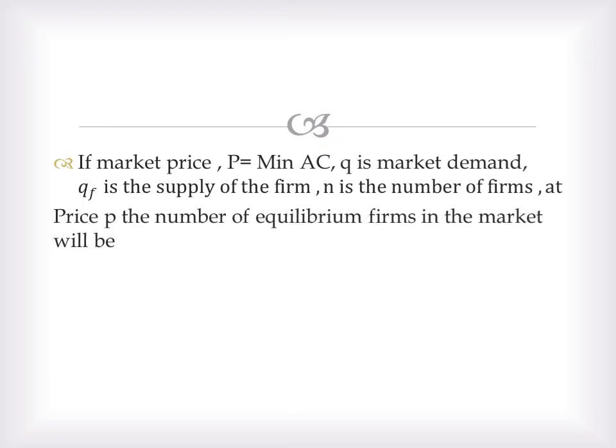At price P, the number of equilibrium firms in the market will be N equal to Q divided by QF. So how do we calculate equilibrium firms in the market? The number of equilibrium firms is calculated using the formula Q divided by QF. Q stands for market demand and QF is the supply of the firm. This is the equation to calculate the number of equilibrium firms in the market when price is equal to minimum average cost.